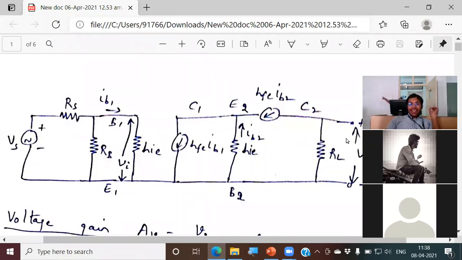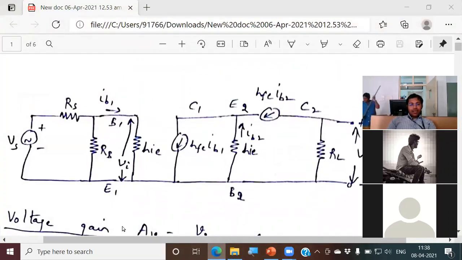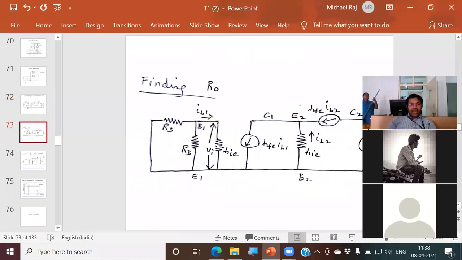Then connect an external voltage source here. How will you measure resistance? Connect a voltage source, and the voltage source value divided by the current drawn from it will give you the output resistance. Simple. To make it easier, let us redraw that circuit. For convenience, I have redrawn it here.